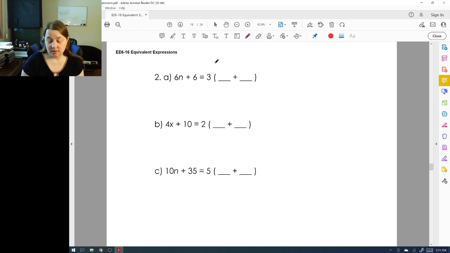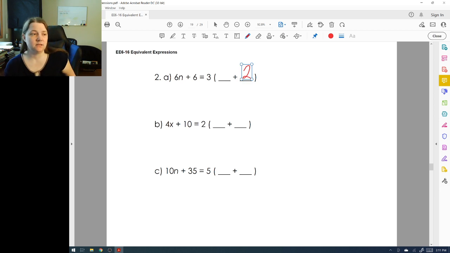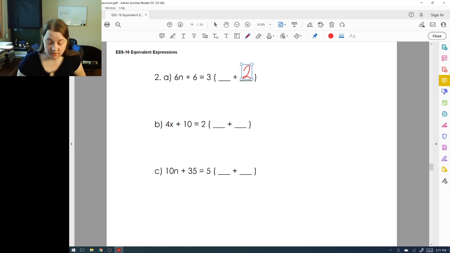6n divided by 3, well, let's go ahead and do this first. 6 divided by 3 is 2. So 6n divided by 3 is going to be 2n. Now it's getting a little bit more tricky. 4x plus 10, take the 2 out, divide 2 away, leaves me with 2x plus 5. 10n plus 35, to take 5 away, would be 2n plus 7.